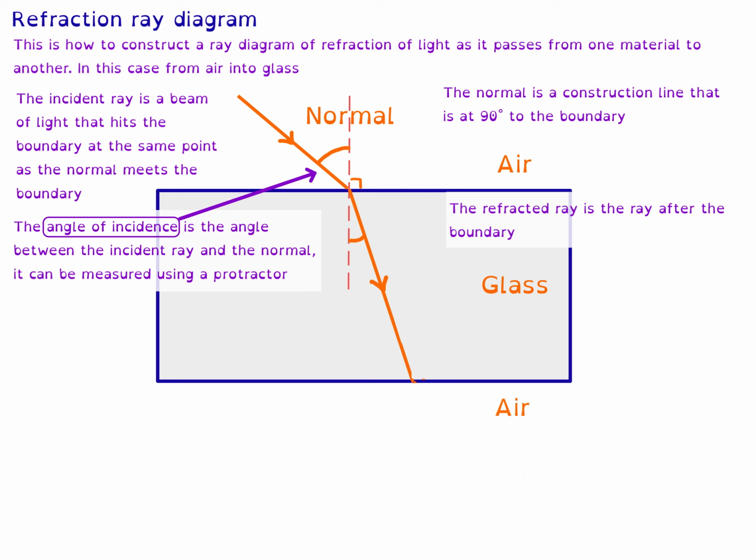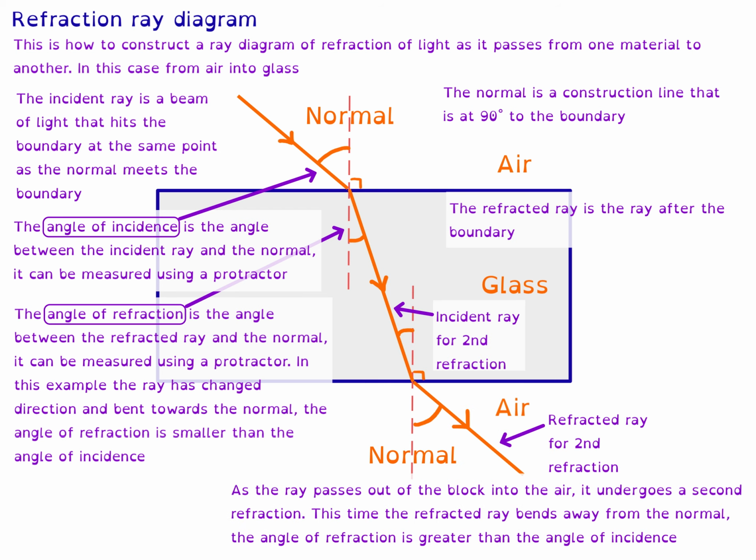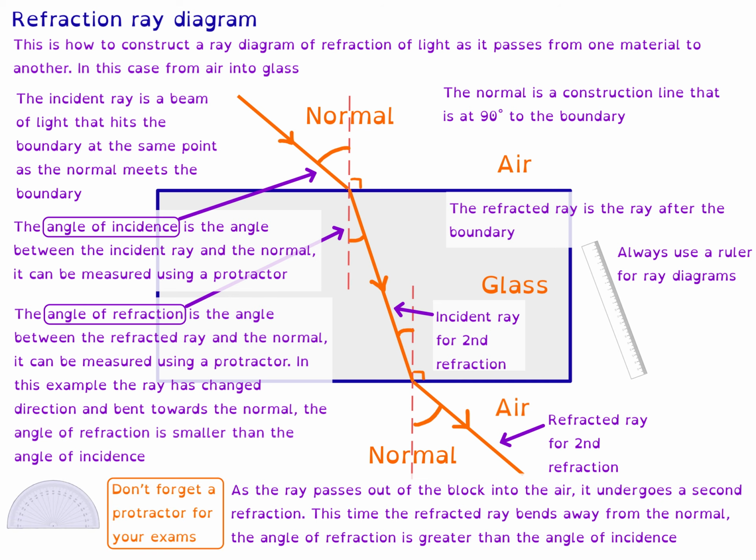The refracted ray is the ray after the boundary. The angle of refraction is the angle between the refracted ray and the normal. It can be measured using a protractor. In this example, the ray has changed direction and bent towards the normal. The angle of refraction is smaller than the angle of incidence. As the ray passes out of the block into the air, it undergoes a second refraction. This time, the refracted ray bends away from the normal. The angle of refraction is greater than the angle of incidence. When drawing ray diagrams, always use a ruler, and don't forget a protractor for your exams.